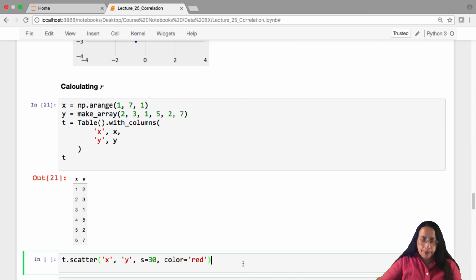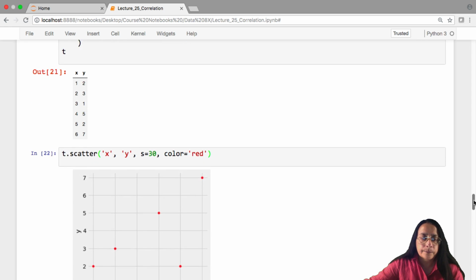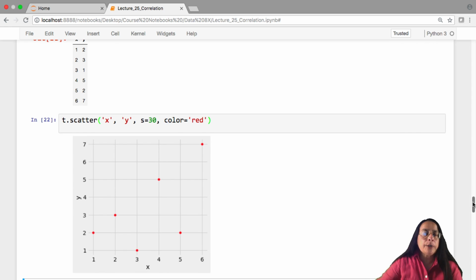Here's a scatter diagram of the points. And based on what you know so far, you'll agree with me that r for this scatter diagram should be positive. There's a general positive trend, but it should not be plus 1. It looks as though somebody started out with a perfect straight line and then broke it. Looking at this, we should expect r to be positive but not 1.